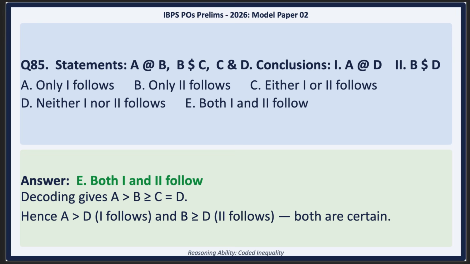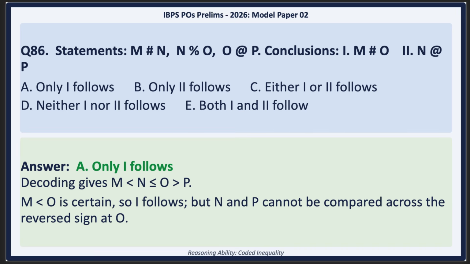Right. And the test asks if A is greater than D. Following the flow, yes, A is greater than the rest of the chain. Then it asks if B is greater than or equal to D. Since B is greater than or equal to C, and C is literally identical to D, yes, both follow. Perfect. Now, question 86 translates to M is less than N is less than or equal to O, and O is greater than P. So the chain is M < N ≤ O > P.